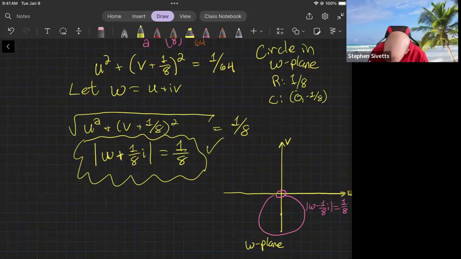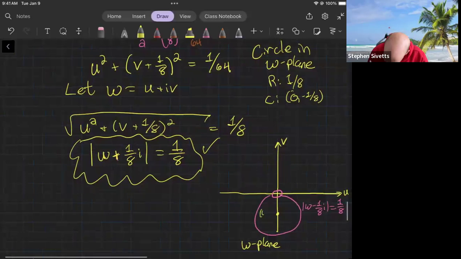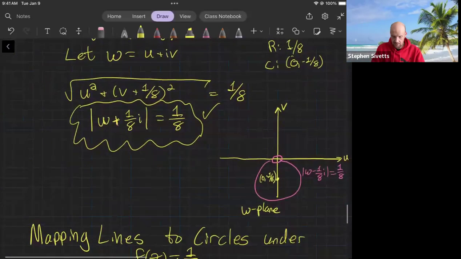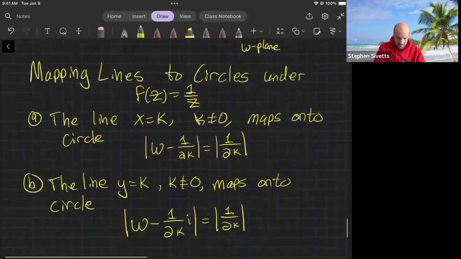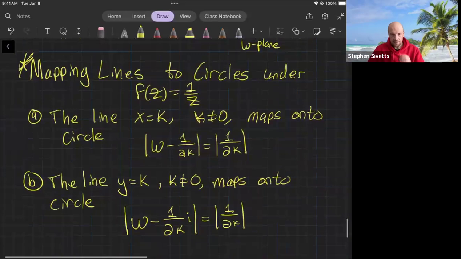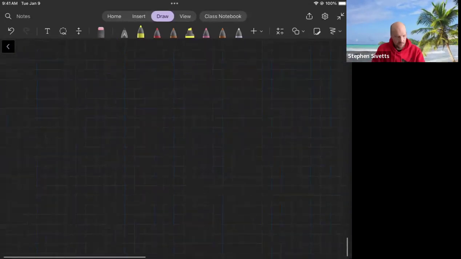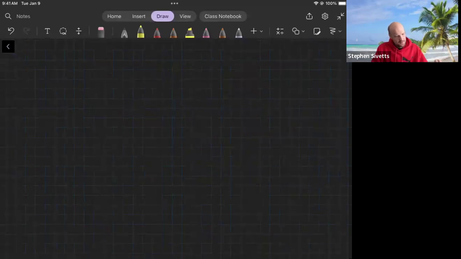Okay. Let me label out the center here. And it really fits with this fact that's labeled here. So yeah, that's important to point out. So let's do one more example.